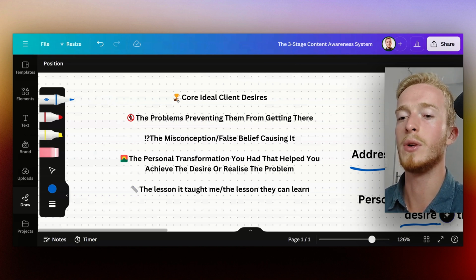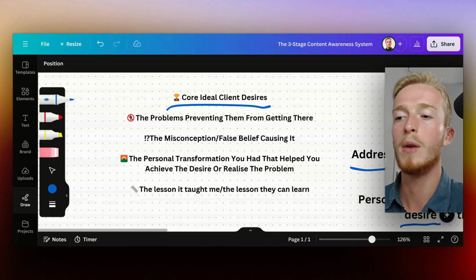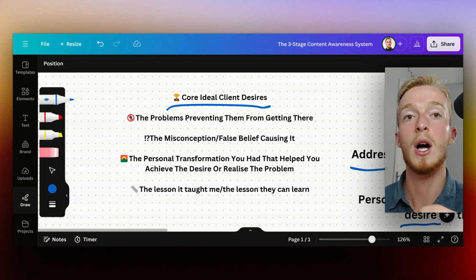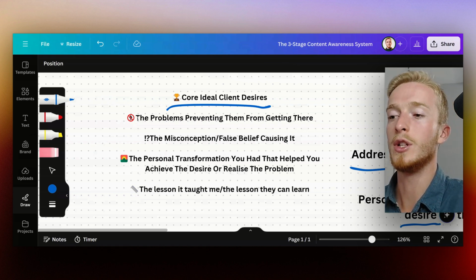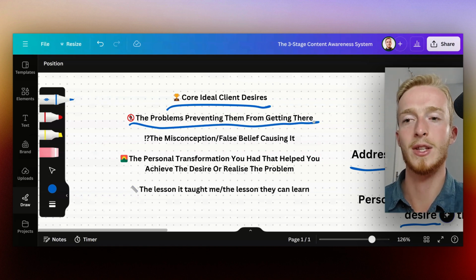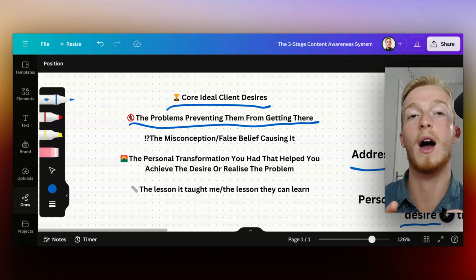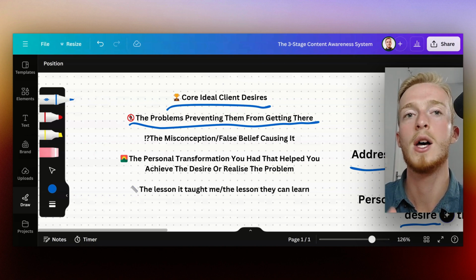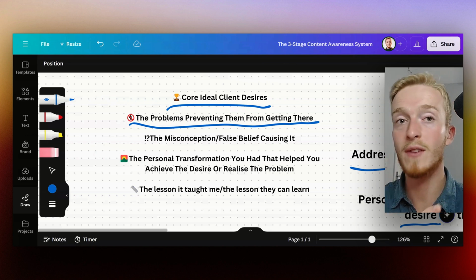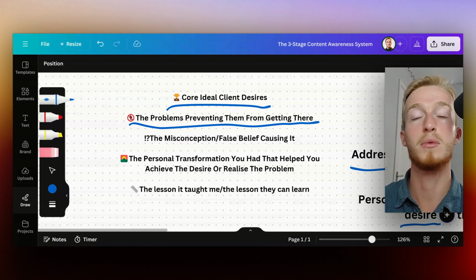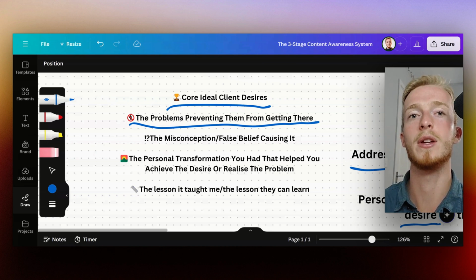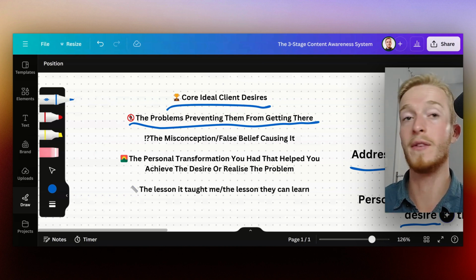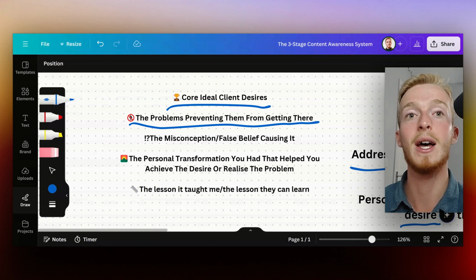So the first thing you want to do is that when we're trying to create this content, we want to know the core ideal client desires, because this is the stuff that you can position up the top. And then what you want to do is identify the problem preventing them from getting there, because these two things are going to be really valuable for making them problem aware. Especially, right, if they don't know they have a problem, at the very least you want to make sure you have a core desire that they do want up in that content as well, preferably somewhere in that hook or the first few lines as a way of hooking them in and making sure they're reading that content.